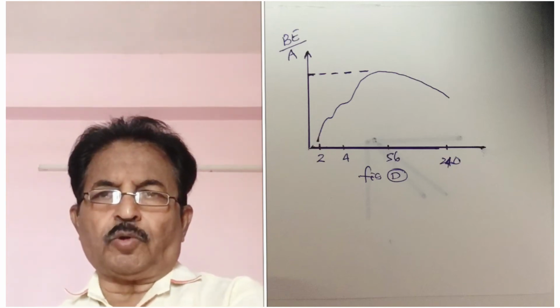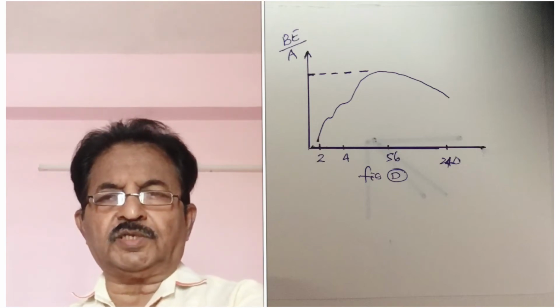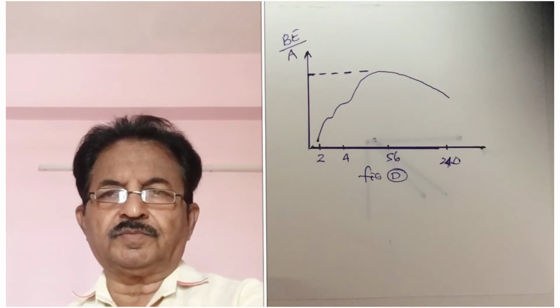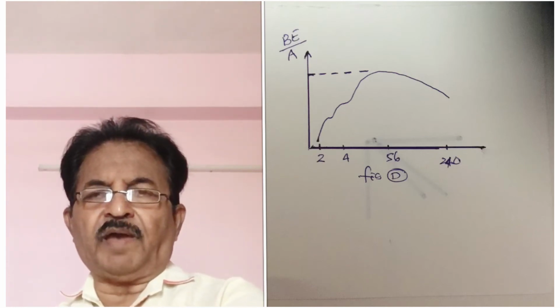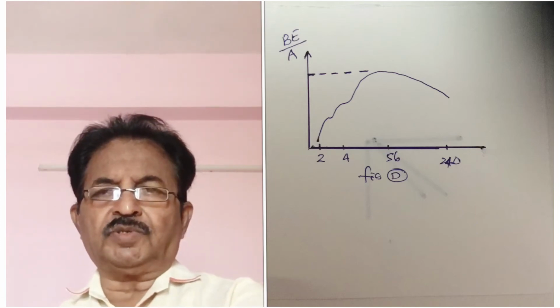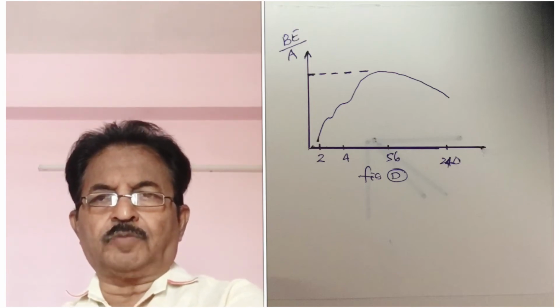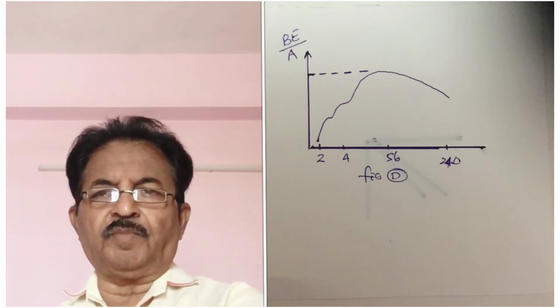A graph is plotted for average binding energy per nucleon versus mass number. From the graph we can conclude that as mass number increases, the average binding energy per nucleon, option 1, continuously increases, option 2, continuously decreases, option 3, increases and then decreases, option 4, remains constant.